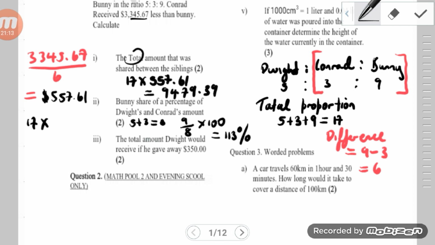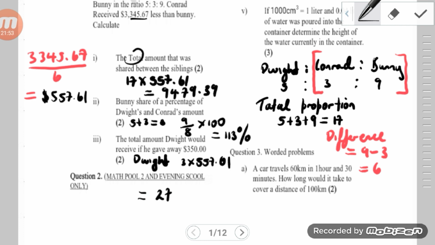Okay, just to wrap this up, guys, we're now looking at the total amount that Dwight would have received if he gave away $350. We already know what one portion is, and we also know how many portions Dwight received. So I can go ahead and find out what Dwight would have received. Dwight here would have received 3 multiplied by 557.61.